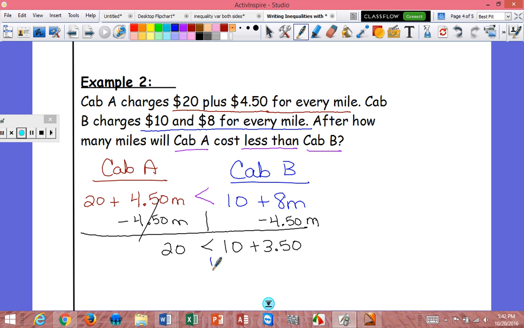Again, I'm going to separate the left and right sides, carry down the symbol. I want to cancel the constant, so I'm going to subtract 10. That's a zero pair. Oh, I forgot to carry down the variable. Sorry about that. So then 10 is less than 3.50 times M. Now, I'm going to have to divide by 3.50 on each side, and I apologize, it's a little squished.